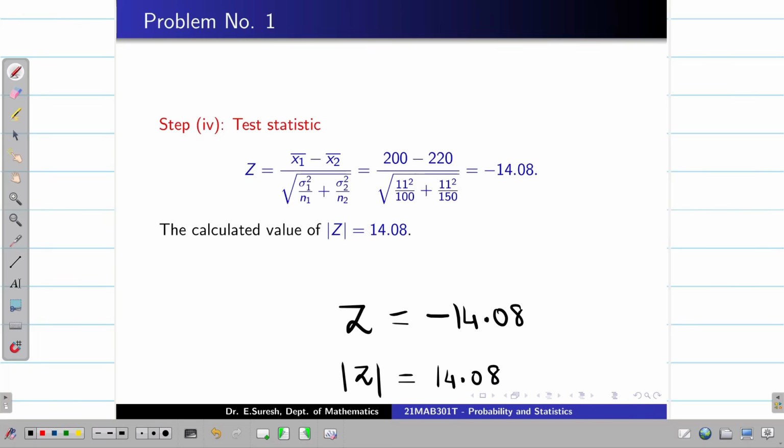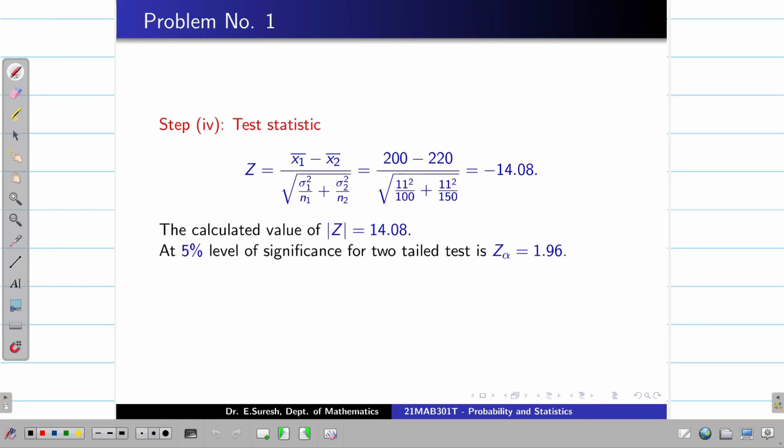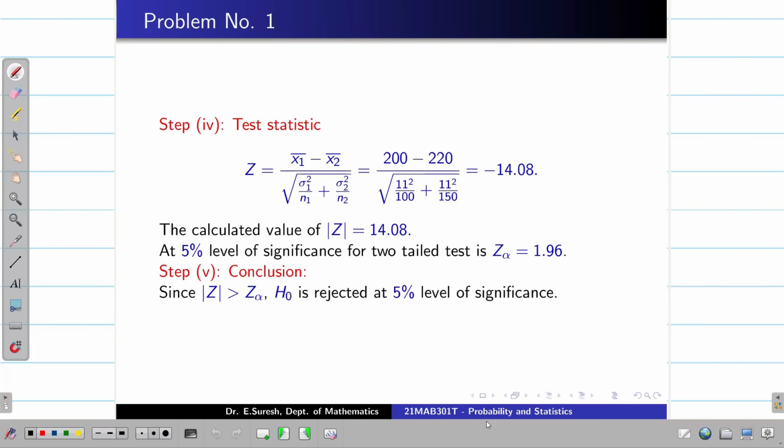Substituting and simplifying, the modulus of Z is the mod Z value of 0.8. The Z alpha value is 1.96. Since mod Z is greater than Z alpha, we conclude that H naught is rejected. So as I said earlier, students.